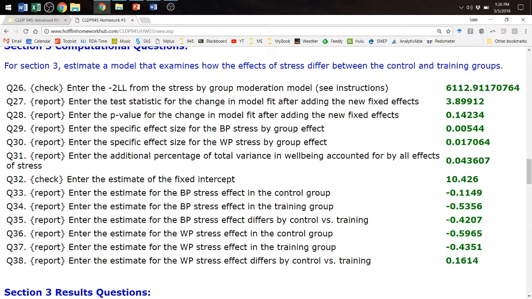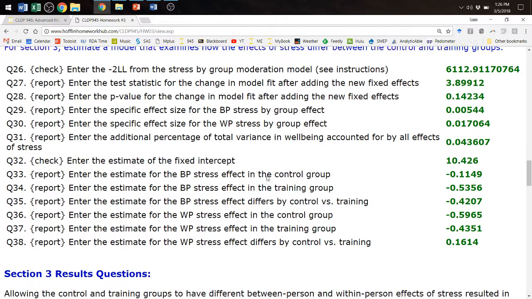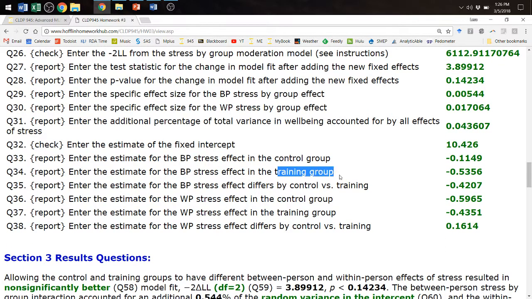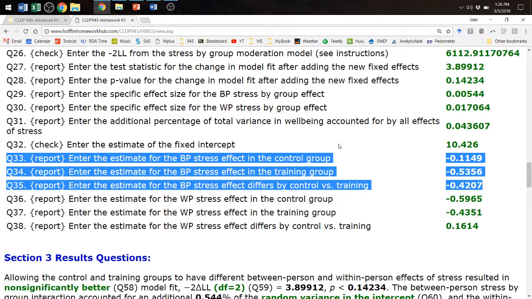So given that the control group was the reference, the main effects of stress, between and within, that show up in the model are specifically for control. The interaction of each stress variable with group is the difference in the stress effect for treatment. And so then you would need to write an estimate statement to get what it is in the treatment group and the training group. And so this format here, I'm deliberately trying to get you to recognize the pattern.